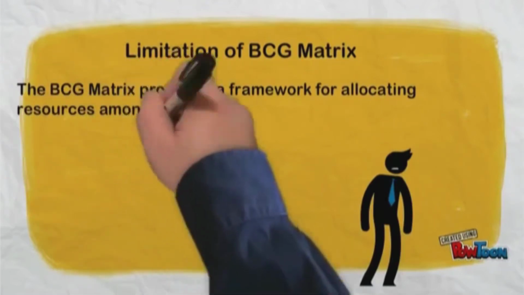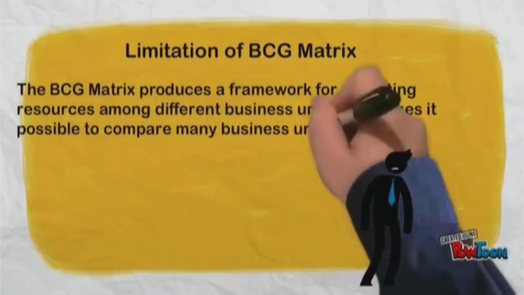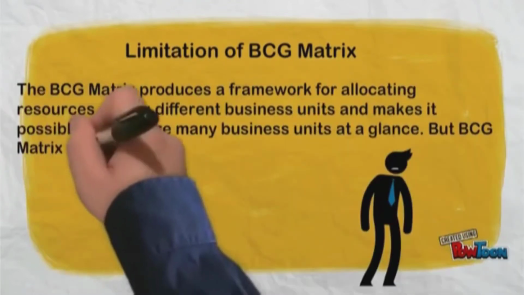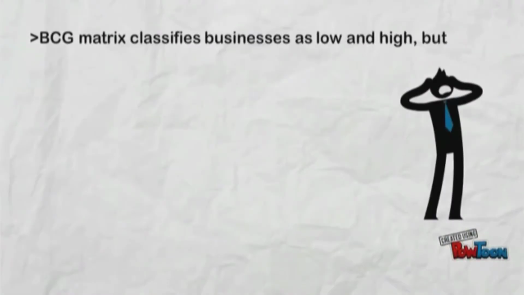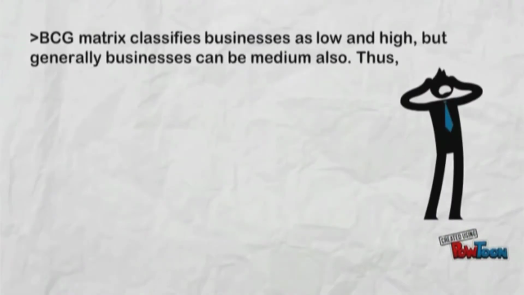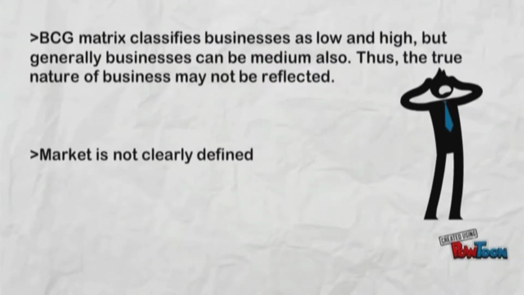For the limitations of BCG matrix, the BCG matrix produces a framework for allocating resources among different business units and makes it possible to compare many business units at a glance, but BCG matrix is not free from limitations. BCG matrix classifies businesses as low and high, but generally, businesses can be medium also. Thus, the true nature of business may not be reflected.